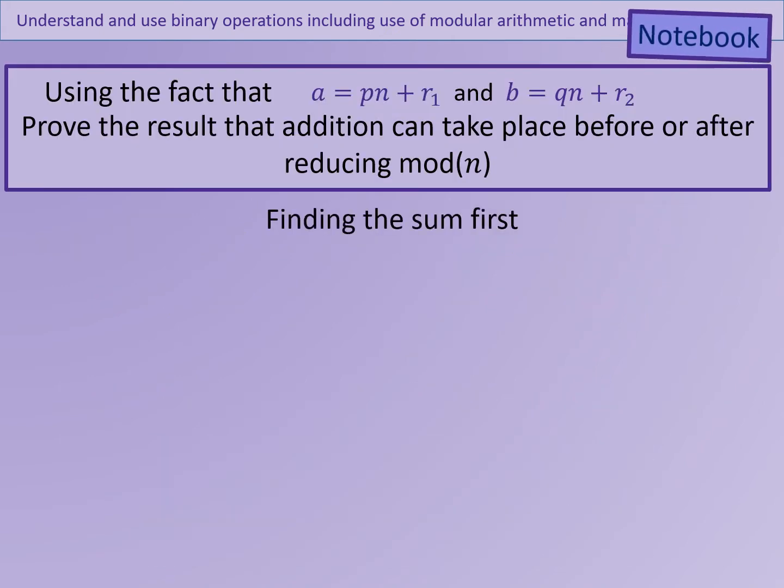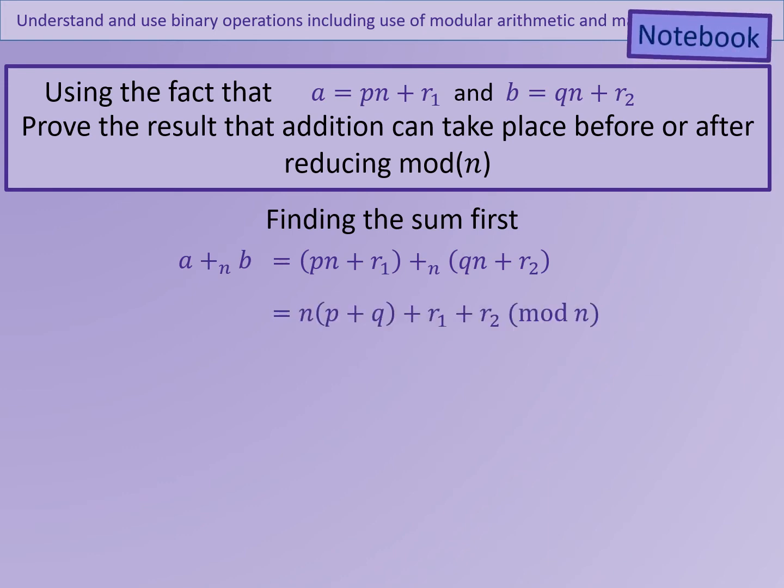So we're going to use this notation to show that a and b can be either reduced mod n first before adding them together, or the result can be reduced mod n afterwards and it will give the same answer. So if we were to find the sum first, mod n, we could say that a plus b mod n can be written as seen. We can then regroup this, putting the multiples of n together and factorising out a multiple of n, and then the two remainders together at the end.